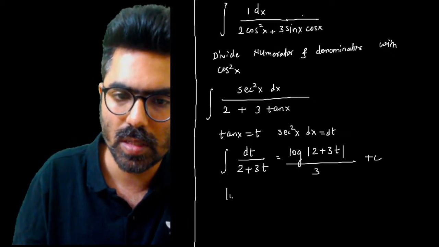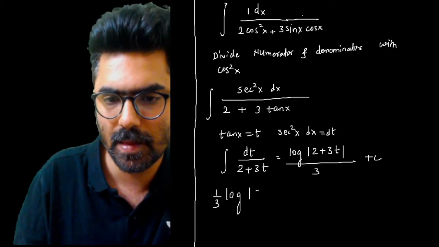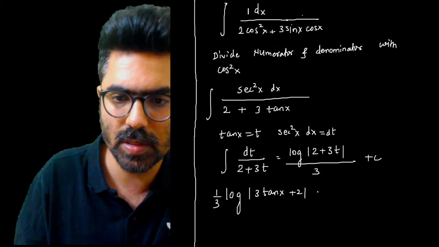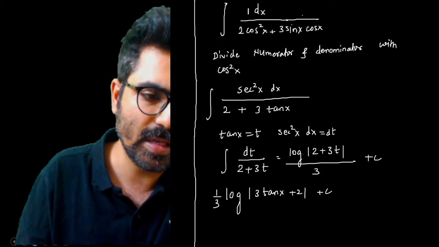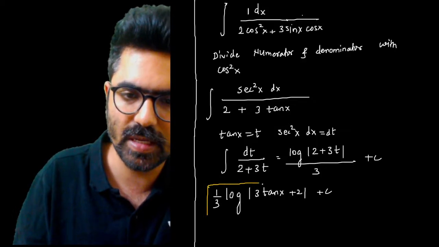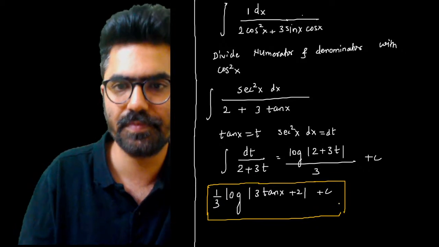And instead of t, we'll again substitute tan x. So the answer is log of 2 plus 3 tan x, divided by 3, plus c. This is your final answer. Okay, this is the final answer. Done.